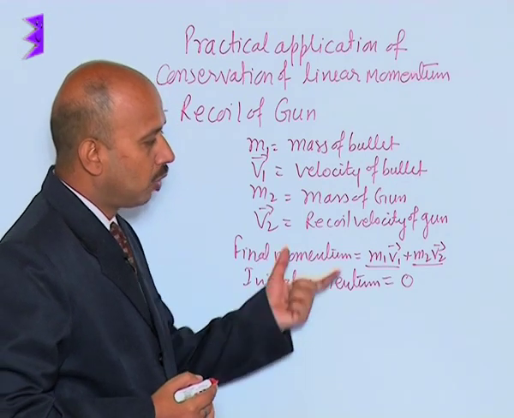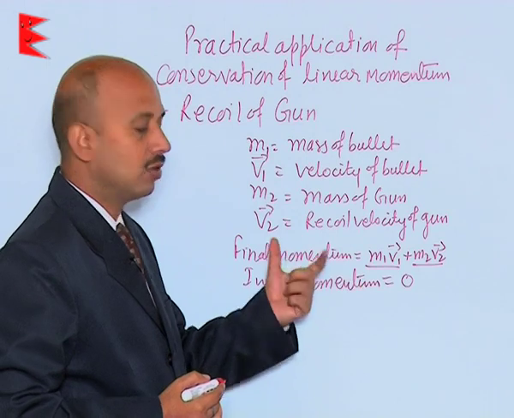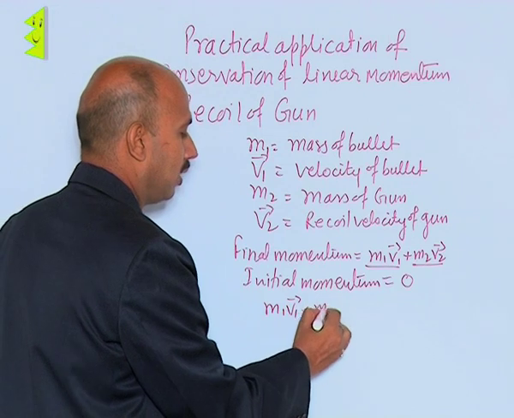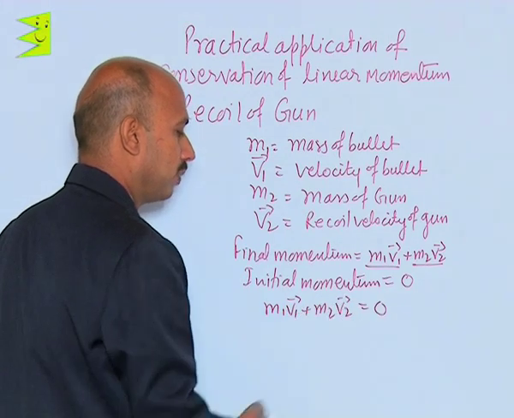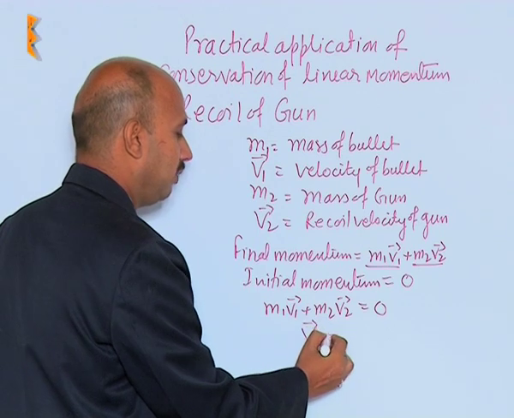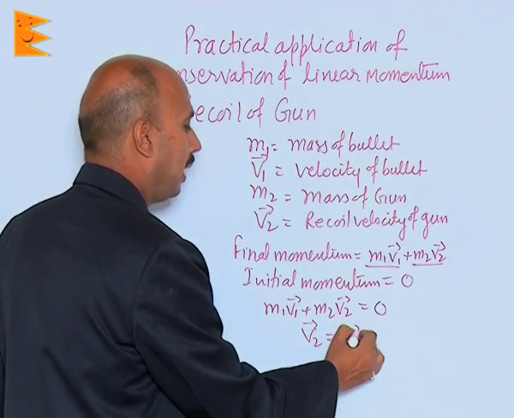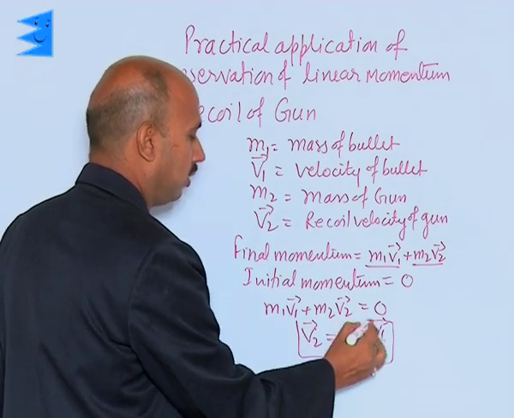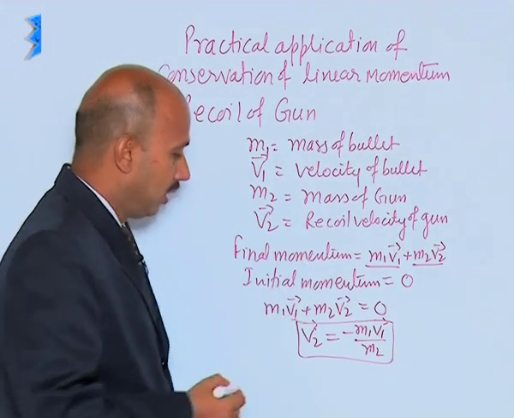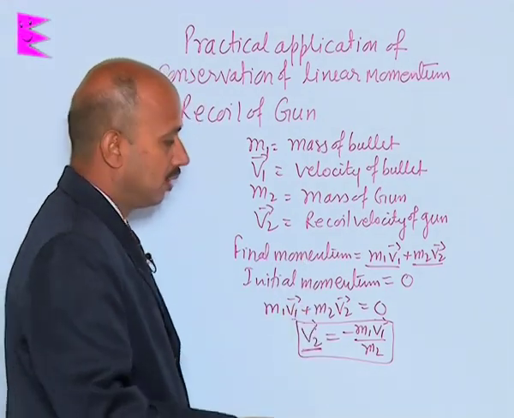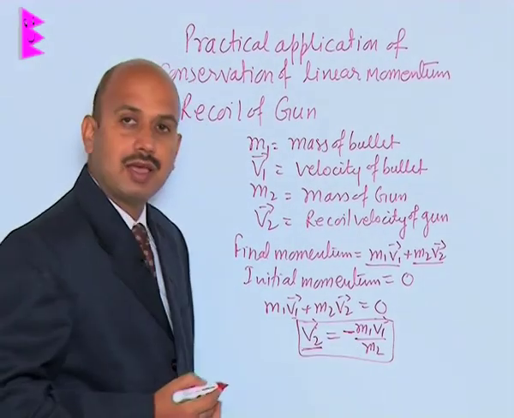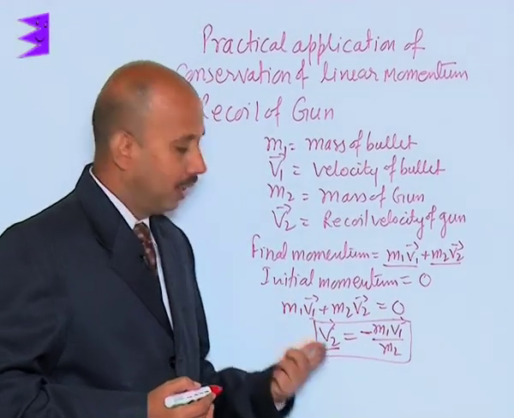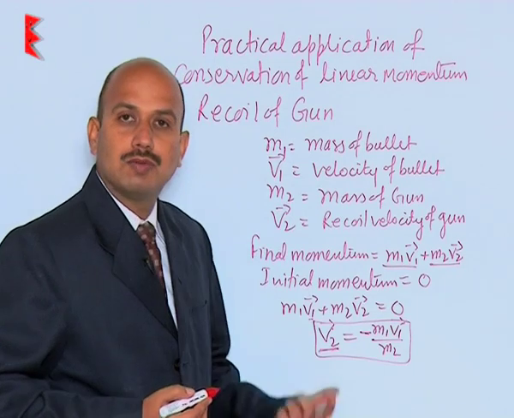So according to conservation of linear momentum, total final momentum is equal to total initial momentum. So we can write m1 v1 plus m2 v2 is equal to 0. So v2 is equal to minus m1 v1 divided by m2. This is the formula for the velocity. v2 is the velocity of the gun. The negative sign means the velocity of the gun is opposite to the velocity of the bullet. This velocity is known as recoil velocity.